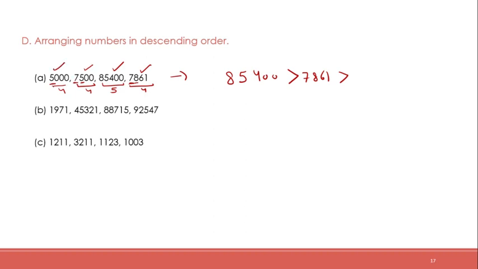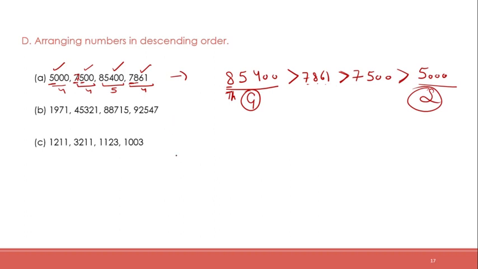Now we are left with these two. Here it is 7, here it is 5. The number with 7 at its 1000 place will come first. So we'll write 7500 here, then the remaining 5000. That means 85,400 is the greatest because it has a digit at the 10,000 place. So 85,400 is greater than 7,861, and 7,861 is greater than 7,500, and then 7,500 is greater than 5,000. That means this is the smallest and this is the greatest, right? This is written for the first part.